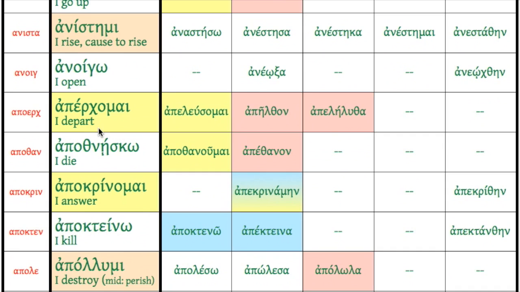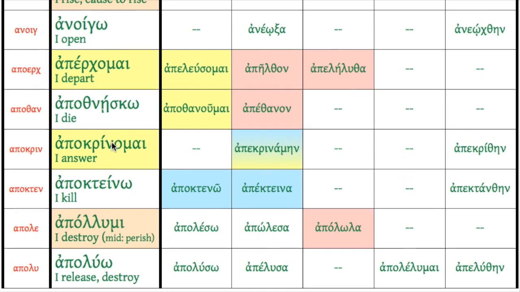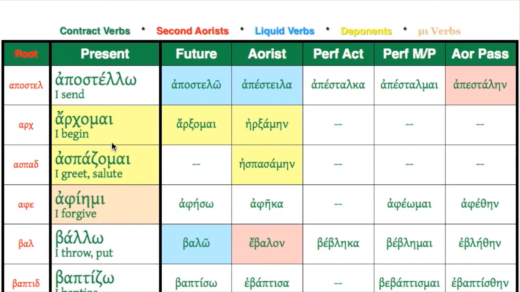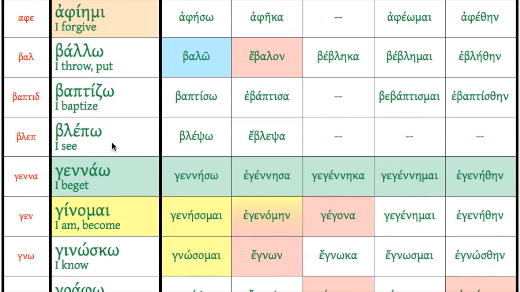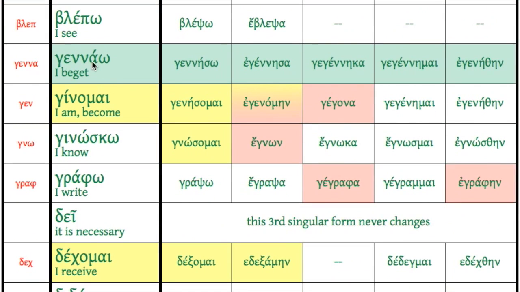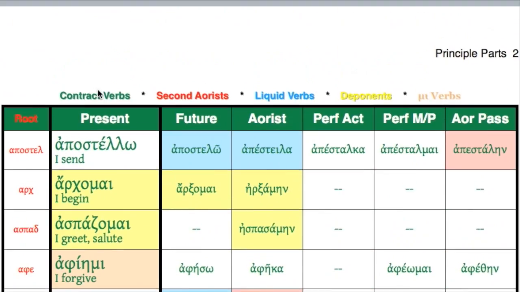Now here are a couple of our deponents, aperchomai and apokrinomai. Notice they're omai endings. Most of them end in omega, or they end in the mais, or if it's a contract verb, then we have the vowel and then the omega ending. So that's pretty much it for the presents.